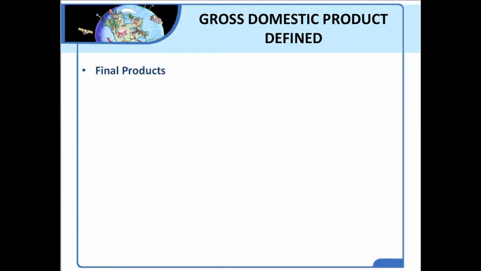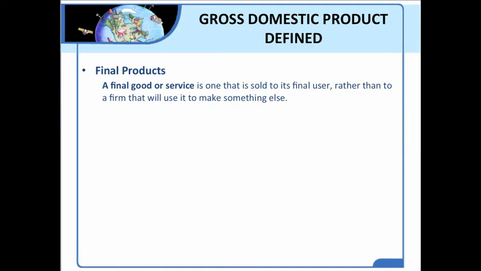The third part of our definition is that we measure final products. To measure GDP, we have to include final goods and services, not intermediate products. Now, what's the difference? Well, a final good or service is one that is sold to its final user rather than to a firm that will use it to make something else. A household, such as your family, is a final user, as is a government agency like the U.S. Army. A firm such as Delta Airlines is a final user when it purchases airplanes and other capital goods.